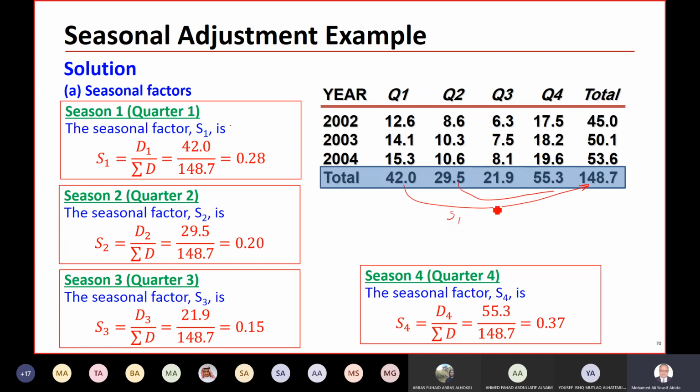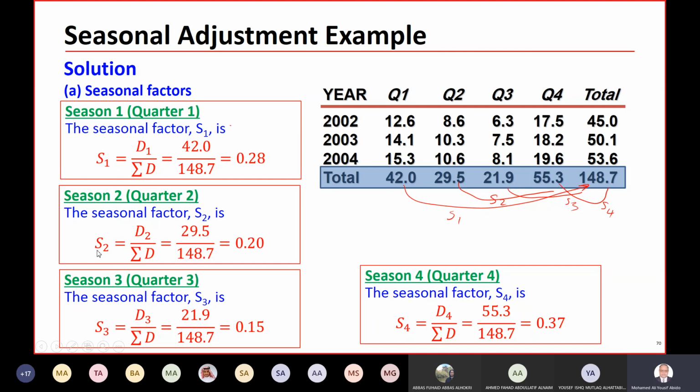If you divide 42 over the total, you can get S1. 29 over the total, you can get S2. This over the total, you can get S3. And then this over the total, you can get S4. So you can calculate the seasonal factor, S1 equal to demand 42 over total here, which was 148.7. So this is the contribution of that quarter over the total demand, 0.28. We will use it later on when we find the total demand of year 2005 based on the demands of 2002, 2003, and 2004.